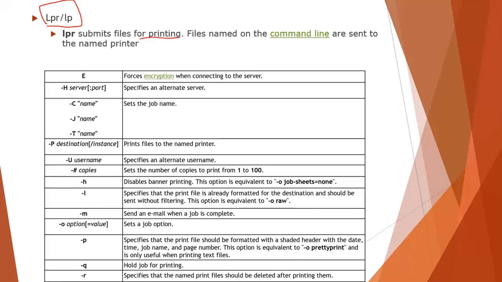You can see the options that we have given here, like E, H. So H will be, when you connect your computer with, say, a printer, you will have something called a port name. Port name will be forming a network.